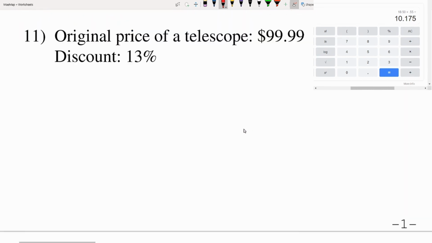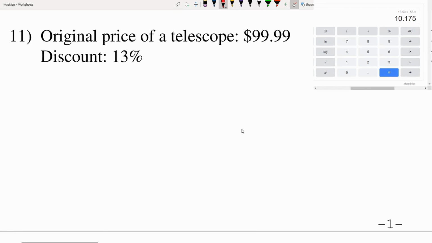For number 11, it says that the original price of a telescope is $99.99 with a 13% discount. Quickly in our heads, let's think about what this number should be close to. If we look at this $99, that's pretty close to $100, right? And 13% of $100 is $13. And remember, that's discounted, so we're going to be subtracting that $13. So 100 minus 13, we should expect this to be at around $87. This is a pretty good estimate for our discount on a telescope of $99.99.